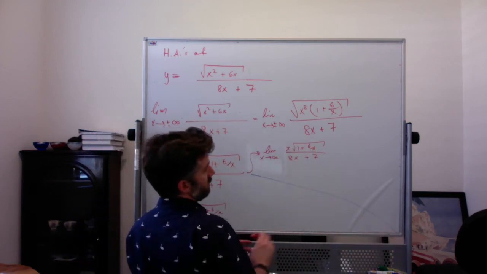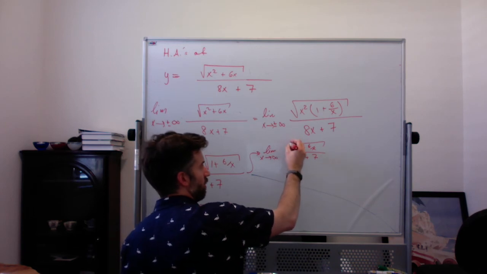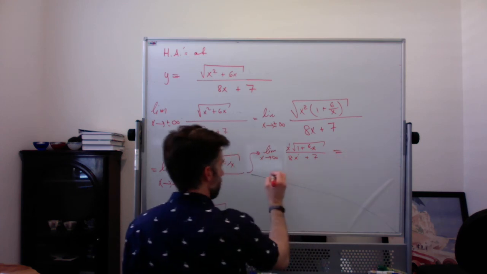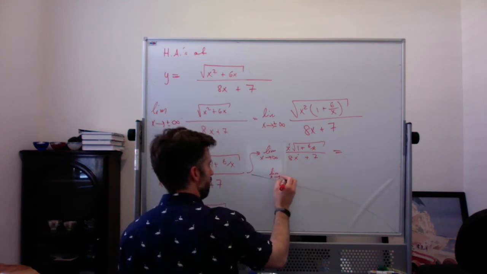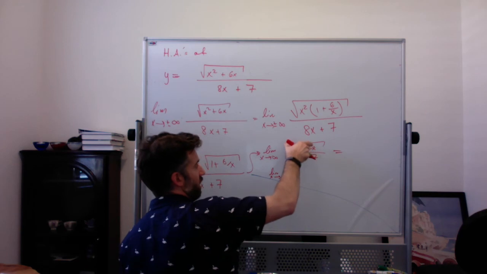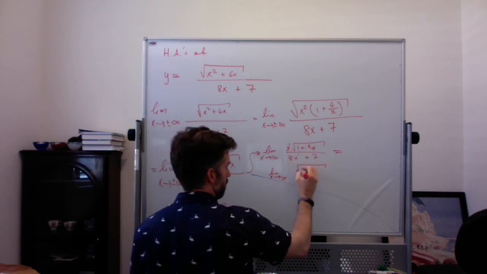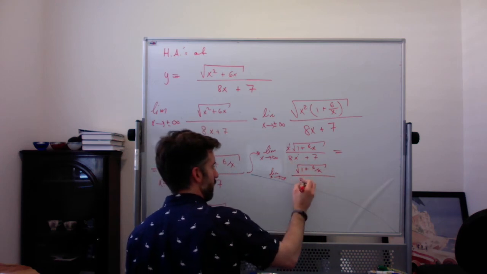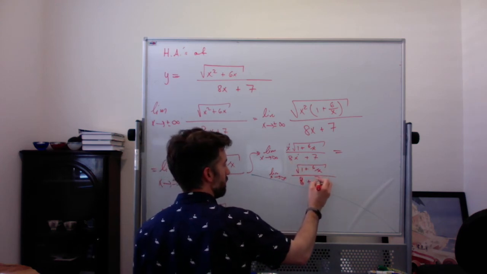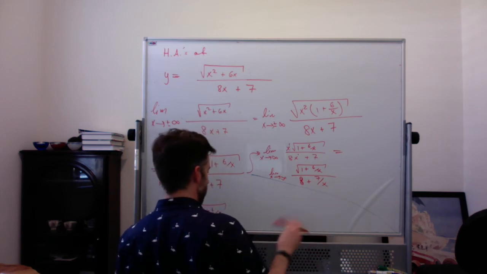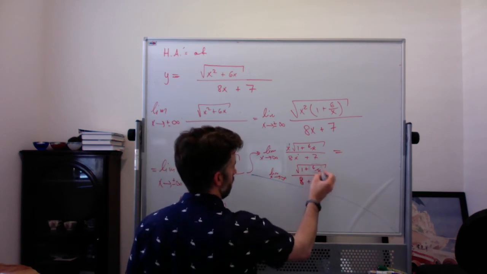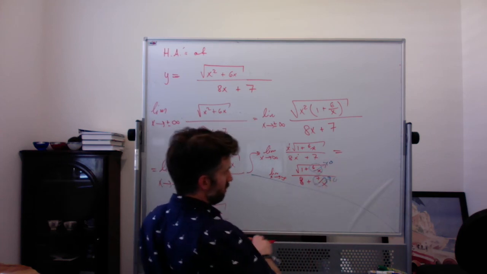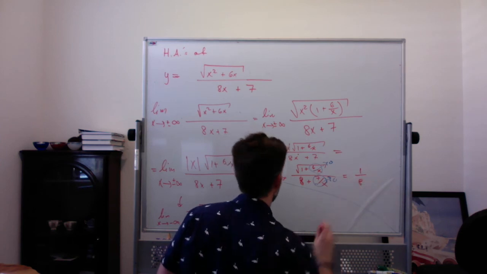So what I'm going to do, now that I've got x as the highest power on top and on the bottom, is divide everything by x. It's going to be the limit as x goes to infinity of, if I divide everything by x, well, the top divided by x is just going to be the square root of 1 plus 6 over x. The bottom, if I divide each thing by x, I get 8 plus 7 over x. So then if I let x go to infinity, this part goes to 0, this part goes to 0, and I get the square root of 1, which is 1, over 8.